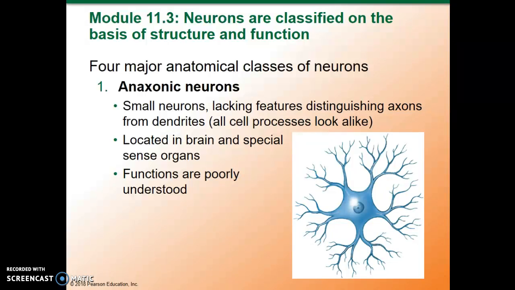These anaxonic neurons are not very well understood, but they are found in the brain in special sense organs. Again, those special senses are those senses in the head, such as smell, sight, taste, hearing, and so on.